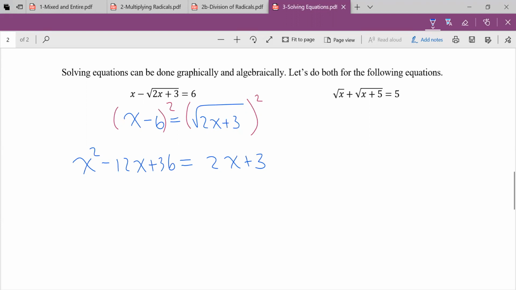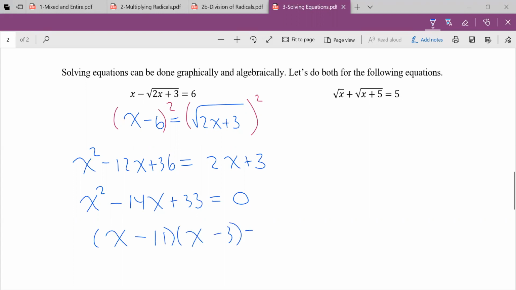And now we're looking like something we had just in quadratics, didn't we? So let's bring everything to the left-hand side, subtract the 3, and make sure you've got that equals 0 there. And now this is something that we can factor. So we're going to say, okay, look at that's x minus 11, and that's x minus 3. And so therefore, we have x is equal to 11, and x is equal to 3.